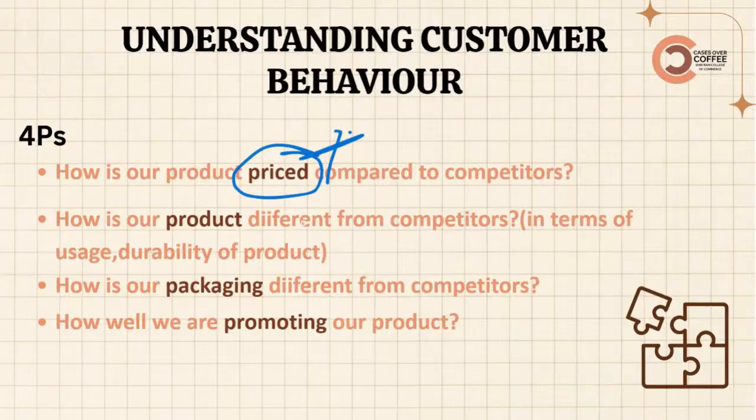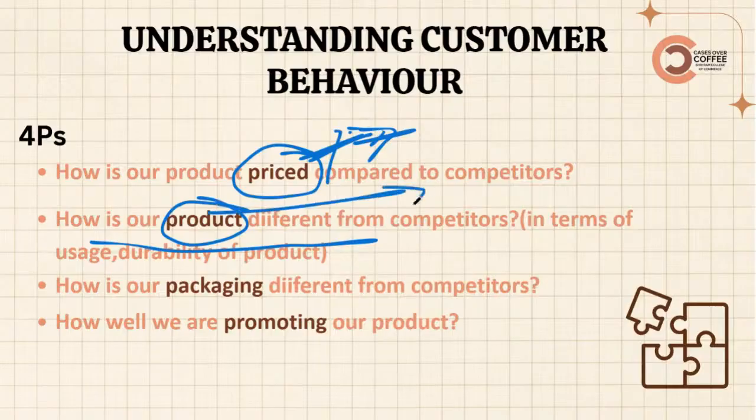For example, how our product is priced compared to the competitors, whether it is competitively priced or not, and how our product is differentiated from the competitors. We try to understand from this point, and then how our packaging differs from the competitors. Now, in this, we do not just focus on the primary or the secondary packaging, but we also talk about the peripheral packaging.